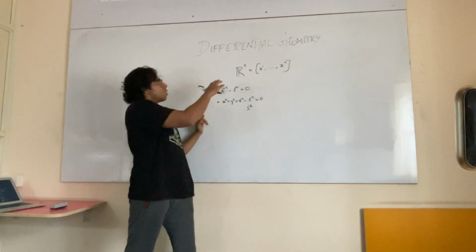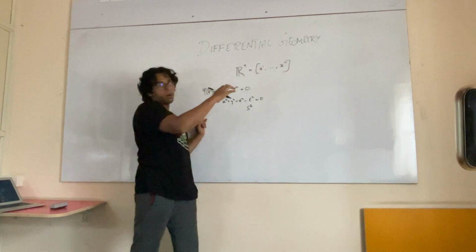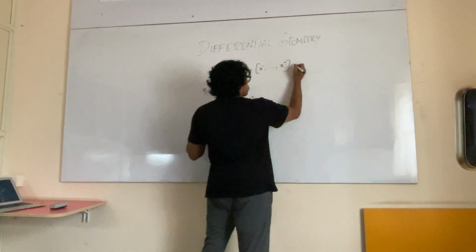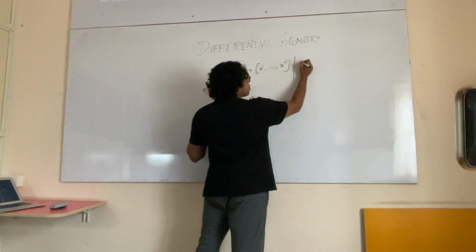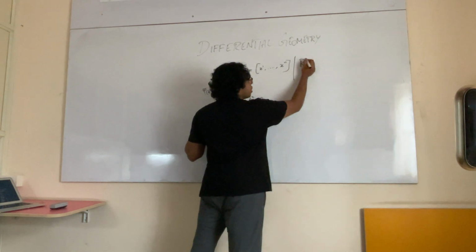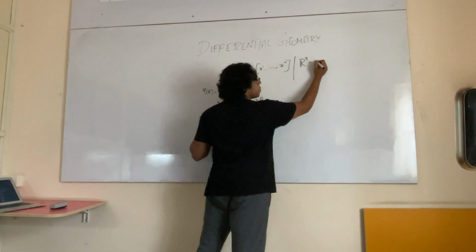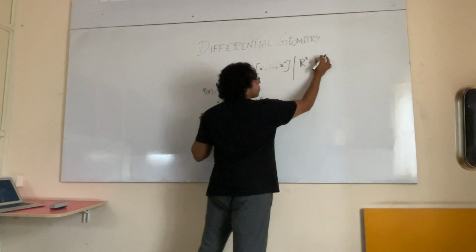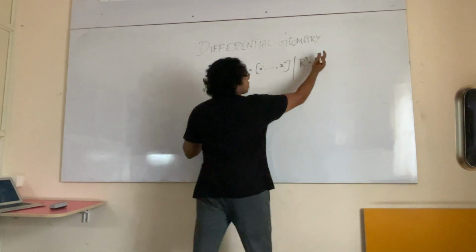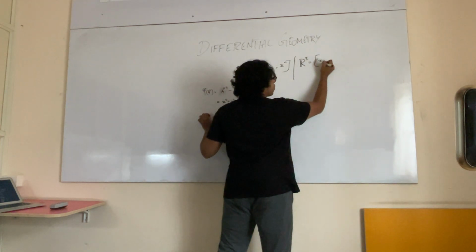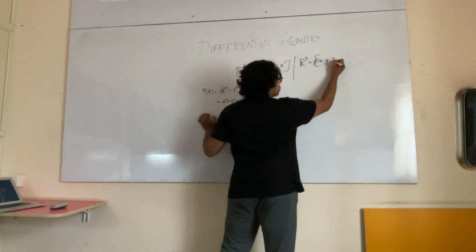So first, from R^n, just keep in mind that we're talking about a subset of R^n, which is R3, that is basically composed of x, y, z.